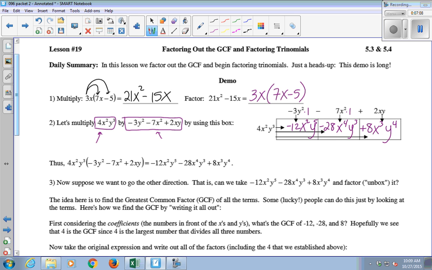Okay, so when I multiply these two things together, I end up with negative 12x squared y to the 5th minus 12x to the 4th y cubed plus 8x cubed y to the 4th. But let's say I wanted to go the other direction. That is, I'm giving you the multiplied together answer and asking you to factor it or unbox it.